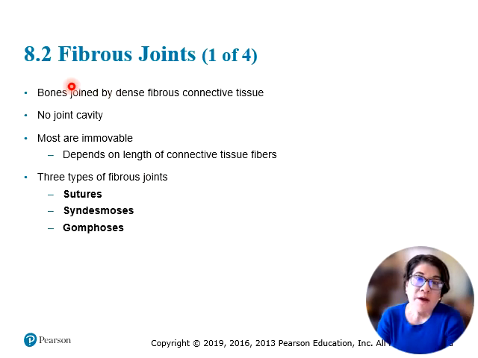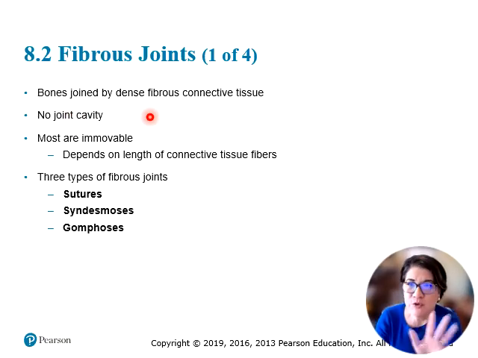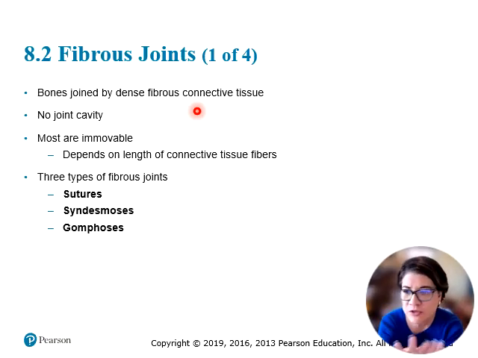Okay, so first we're going to do fibrous joints, sorry. Bones have this dense fibrous connective tissue when you're looking at a fibrous joint. They don't have a joint cavity like synovial joints, and they are immovable, so the bones are not actually moving relative to each other. And there are three types of fibrous joints. They are sutures, syndesmoses, and gomphoses.